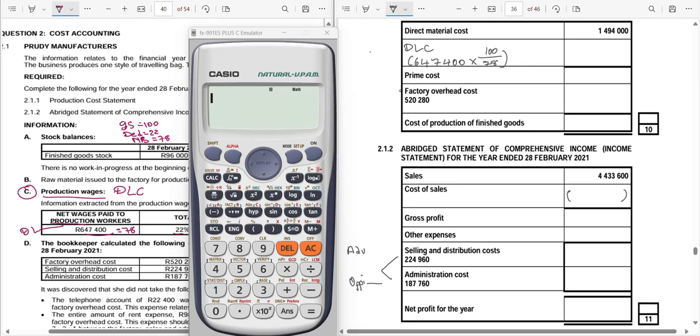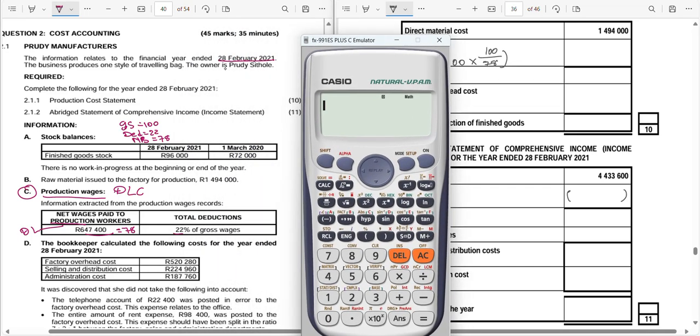Operating groups. So this is the 2021 paper, right? 45 marks, 35 minutes. So we are doing cost accounting. Produce manufactures. The information relates to the financial year ended 28 February 2021. The business produces one style of traveling bag. The owner is producer. So we are required to do what?